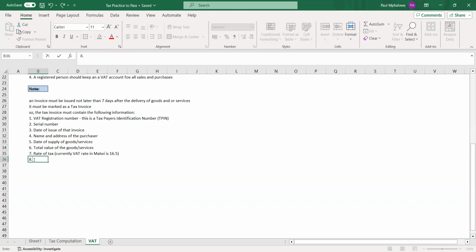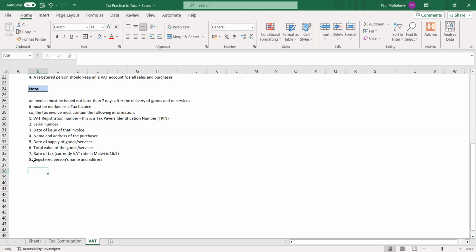Then it should also have the registered person's name and address. The person that you're charging your services, you need to put a name and address. Okay, those are the key items that ought to be on a legitimate tax invoice.